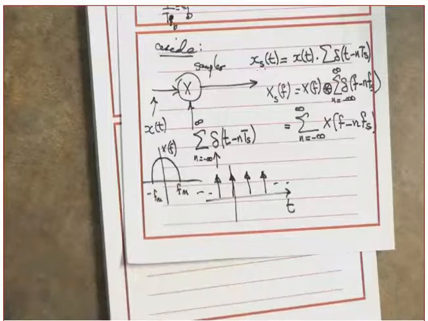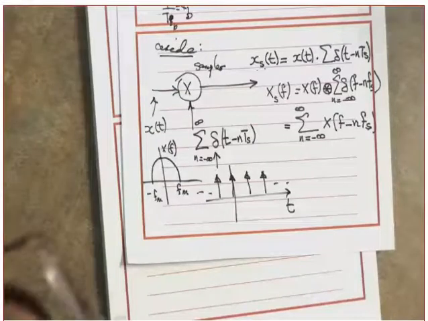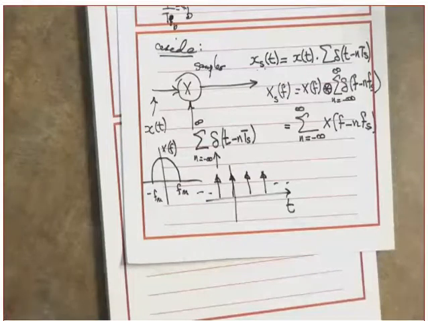If the signal is time limited, then it is band unlimited. Yes or no? Okay. Is it possible that the signal is time unlimited and band unlimited? Both of them are unlimited. Possible or not possible?